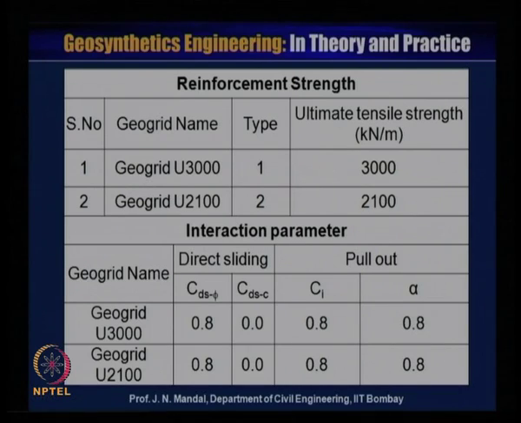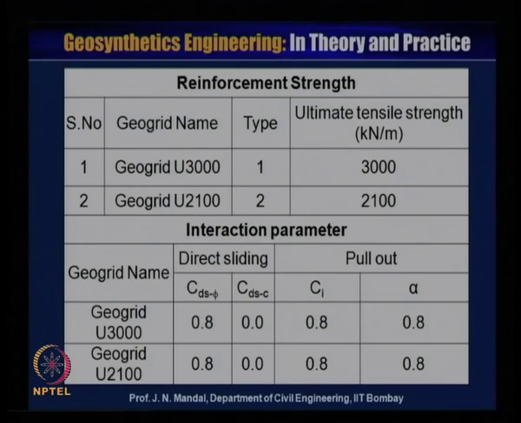Now, for the reinforcement stage, 2 types of reinforcement have been used, that is 3000 kilonewton per meter and 2100 kilonewton per meter. This is a very high strength of geogrid material. Most of the time such very high strength geogrid material has not been manufactured, but nowadays manufacturers have come up with it where very high strength geogrid material is required.